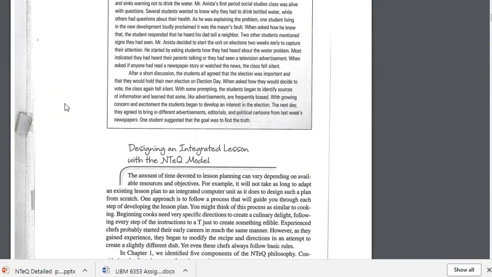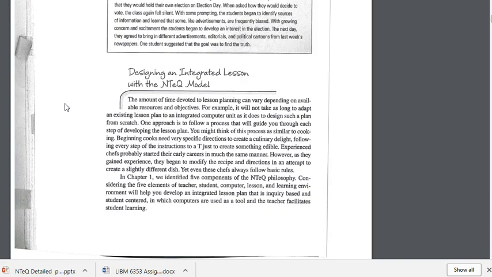So that little classroom snapshot identifies a real-world problem, something that the students are interested in, and it's something that will impact them and they can take into their future. So what Mr. Anista could do is start going through the steps to identify effective activities that can go with this process, and they can help come up with their own ideas for this real-world problem. Which brings us up to designing an integrated lesson with the NteQ model.